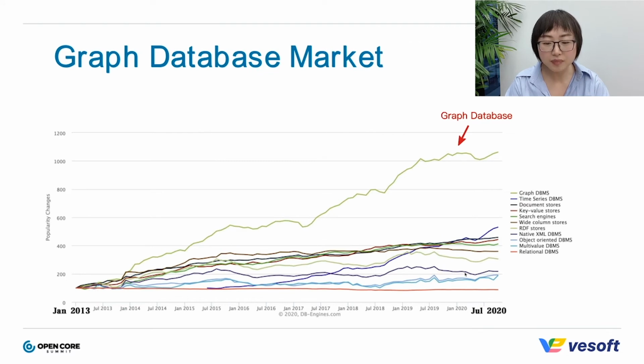This figure is from dbengines.com. It reflects the popularity change of different database categories from 2013 to July 2020. According to this figure, graph database enjoys the greatest popularity among all other database categories. As per Verified Market Research reports, the graph database market was valued at more than 300 million in 2018. It is expected to grow significantly, reaching an estimated value of 4 billion by 2026.